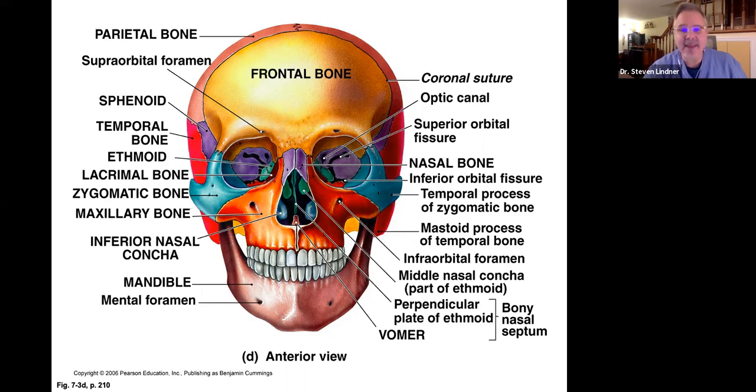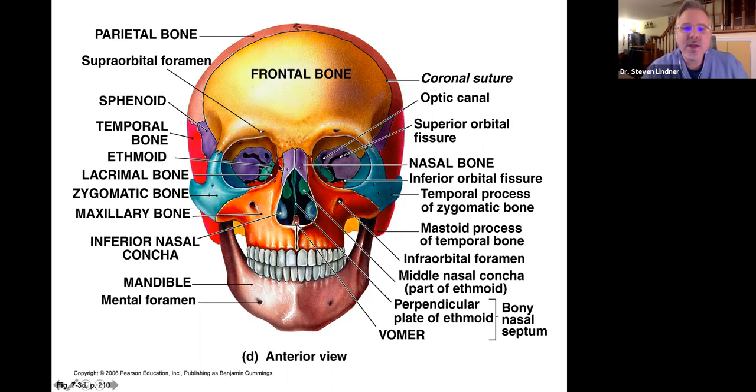We don't want that to happen. So again, here is the nasal bone, nasal septum, vomer, perpendicular plate, inferior nasal concha, and middle nasal concha. There is a superior, it's higher up, we just can't see it because the nasal bone is blocking it. But if we cut the skull in half and looked at it from a sagittal view, you'd be able to see all three turbinates.